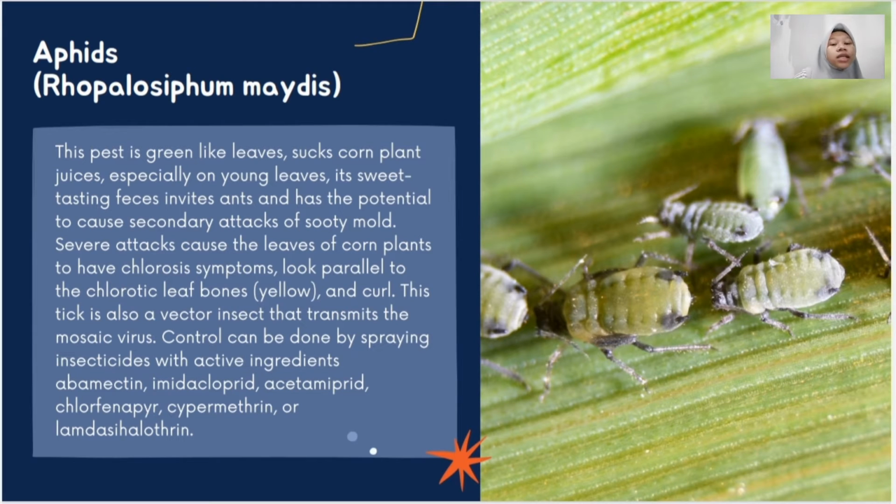Control can be done by spraying insecticide with active ingredients abamectin, imidacloprid, acetamiprid, chlorfenapyr, cypermethrin, or lambda-cyhalothrin.